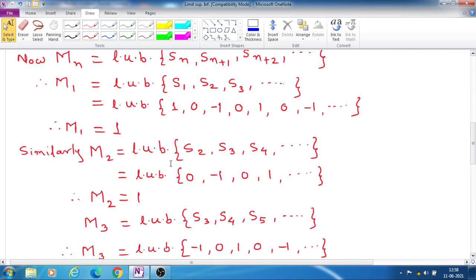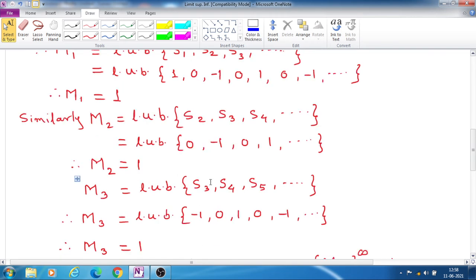Upper bound of this set is 1. Similarly, m2 is LUB of the terms starting from S2, S2, S3, S4, and so on. So the second term is 0, next is minus 1, next is again 0, then next is plus 1, and so on. So in this set there are only 3 values, 0, plus 1 and minus 1. Therefore the least upper bound of this set is again 1.